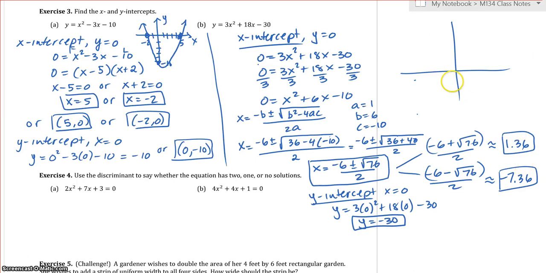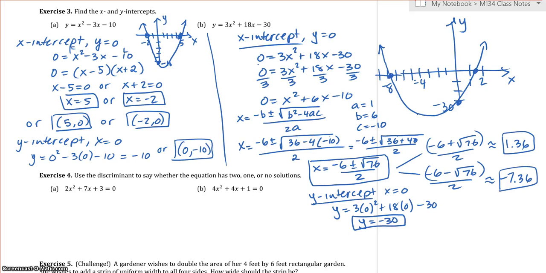So now we know that the y-intercept is -30. So let's count by tens there. And so that's the y-intercept. The x-intercept is somewhere between 1 and 2 is one of them, 1.36. And the other one, 2, 3, 4, 5, 6, 7, 8. Somewhere between 7 and 8. So 1, 2, 3, 4, that's -4. 5, 6, 7, 8, that's -8. So maybe somewhere here. And so the graph is probably going to look something like that.